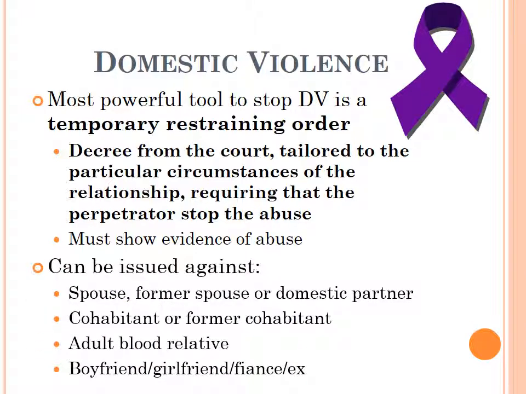Domestic violence restraining orders can be issued against a spouse or a former spouse or domestic partner, a cohabitant or former cohabitant, that means someone you live with or used to live with, an adult blood relative, or a boyfriend, girlfriend, fiance, or an ex-fiance, ex-girlfriend, or ex-boyfriend. So pretty much if you are in or were in a relationship with somebody and you suffer domestic violence at their hands, then you are eligible to apply for a temporary restraining order.